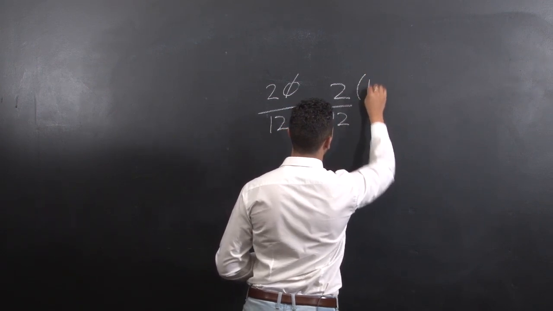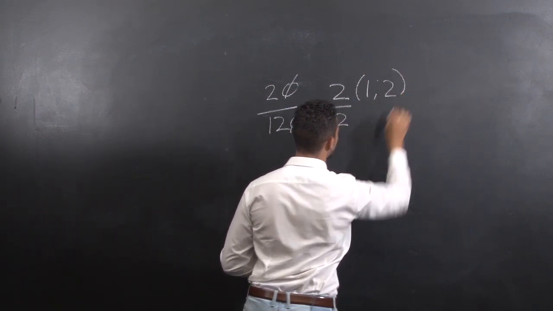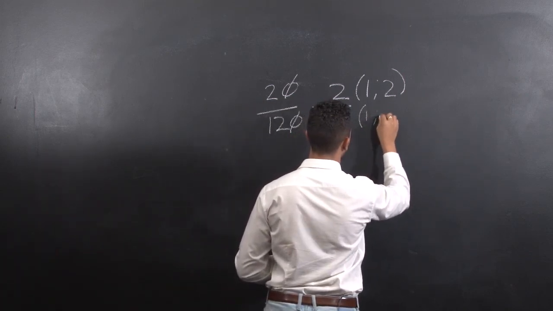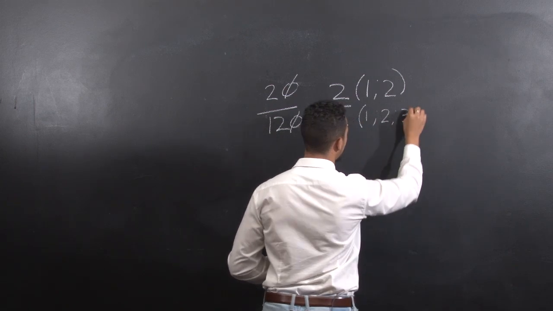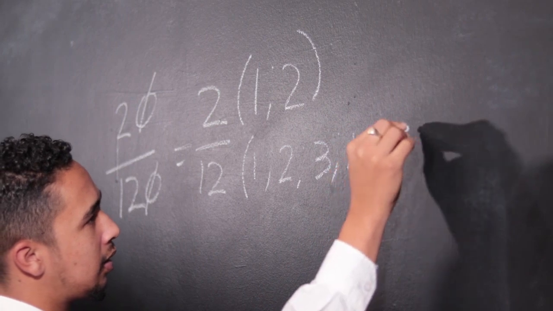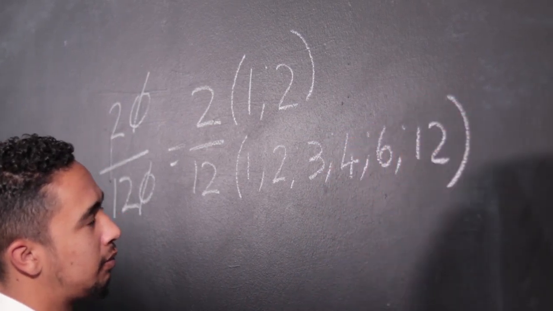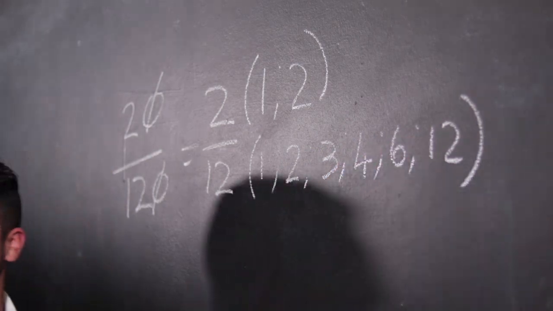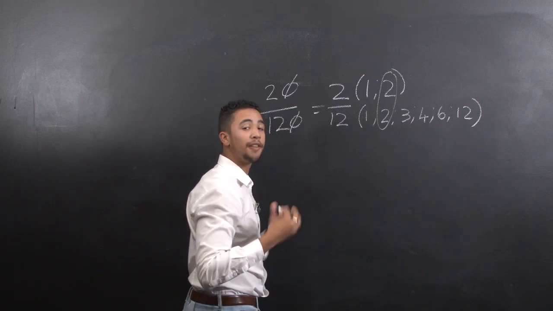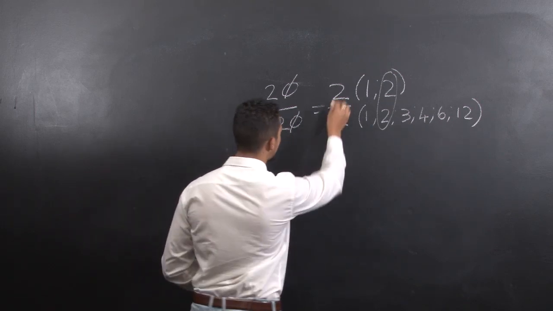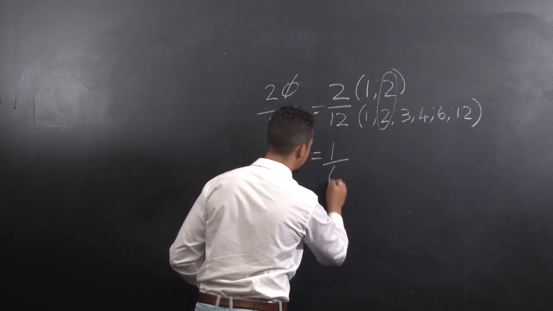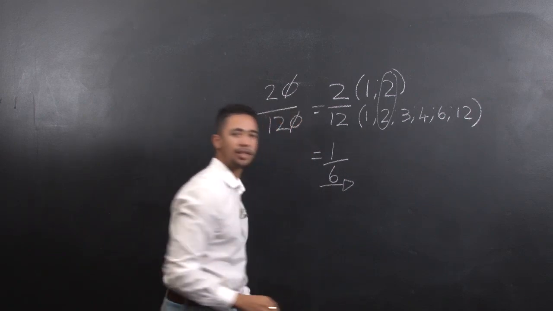The factors of 2 are 1, 2. The factors of 12 are 1, 2, 3, 4, 6, 12. But we did not need to go this far. As we can see, our greatest common factor is 2. So we divide them by 2. 2 divided by 2 is 1. 12 divided by 2 is 6. That is our fraction in its simplest form.